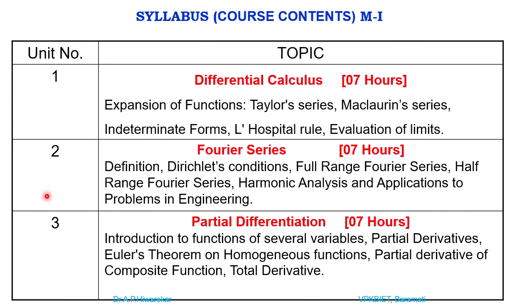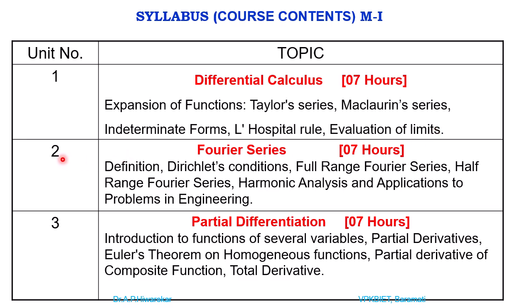Now we will look at the course contents of Engineering Mathematics 1. In short, we call it M1. Here we have unit number 1, which is differential calculus, and we require 7 hours for that, which consists of expansion of functions, Taylor series, Maclaurin series, indeterminate forms, L'Hopital rule, and evaluation of limits.